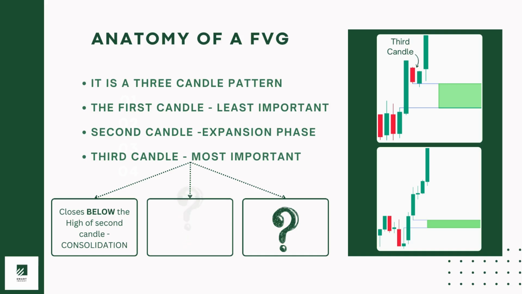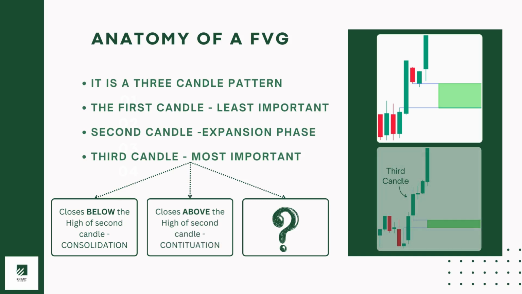Second scenario is where the third candle continues the momentum that was set up by the second candle, trades above the high of the second candle and continues to expand and closes above the high of the second candle. This fair value gap that is created is called a breakaway gap. We are going to learn more about this breakaway gap as we go further into the video.